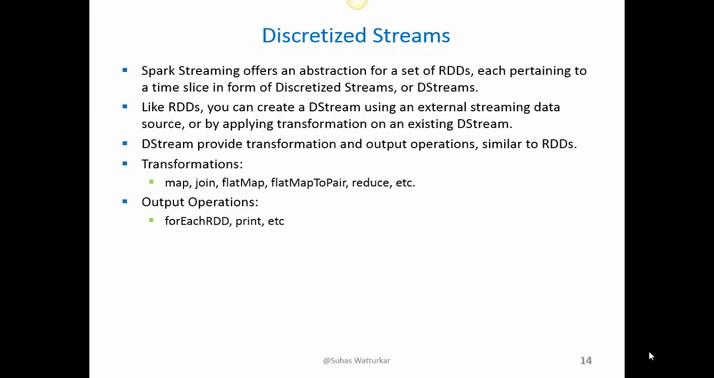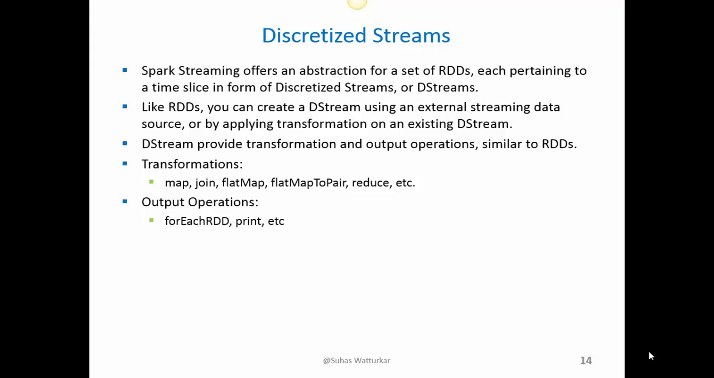Discretized streams or D streams are an abstraction for a set of RDDs. If you look at the batch model, when you open a data set in batch mode, we get an RDD. An RDD is nothing but one representation of the whole distributed data set. Now, a D stream is a collection of RDDs, and each RDD pertains to one time slice.